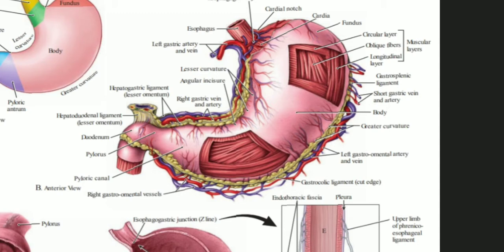Now the greater curvature. It starts from the cardiac notch, ascends upwards, then backwards and to the left, up to the fifth intercostal space. Then it runs downwards up to the pylorus.